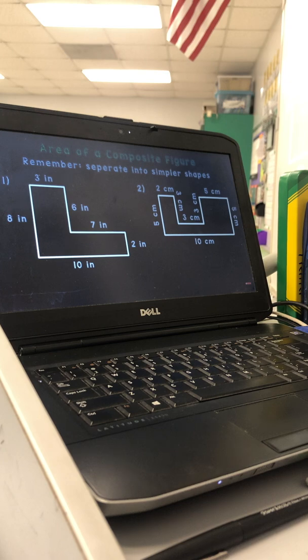So let's jump right into number 1 and see exactly what I mean by that. For number 1, the first thing I want to do is again separate into simpler shapes. So I'm going to cut this into 2 rectangles. I'm going to draw a dashed line here to represent where I'm cutting it. Now I'm going to name the left rectangle A and the right rectangle B.